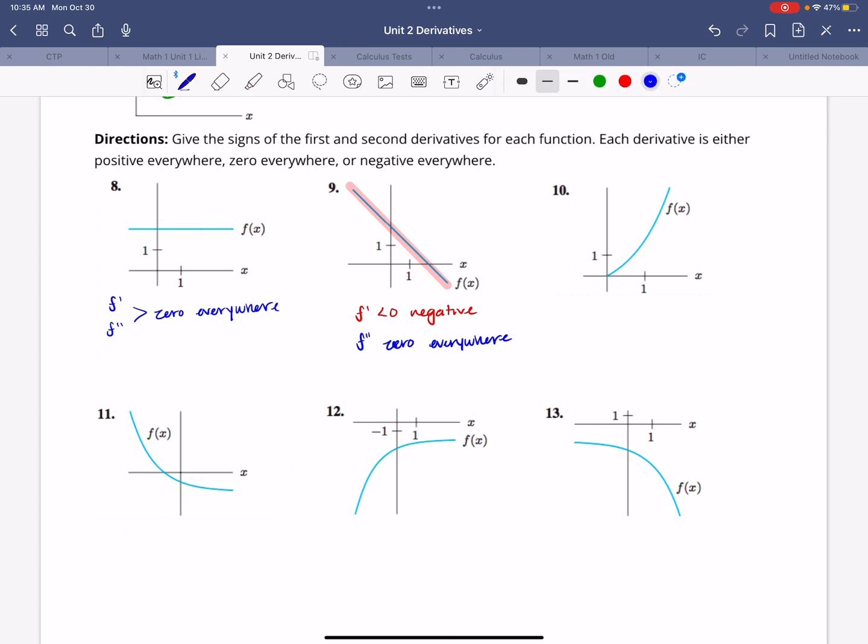Take a look at number 10. My function is increasing. So because my function is increasing, my first derivative is going to be positive. And because my function is concave up, we know that my second derivative is also going to be positive.